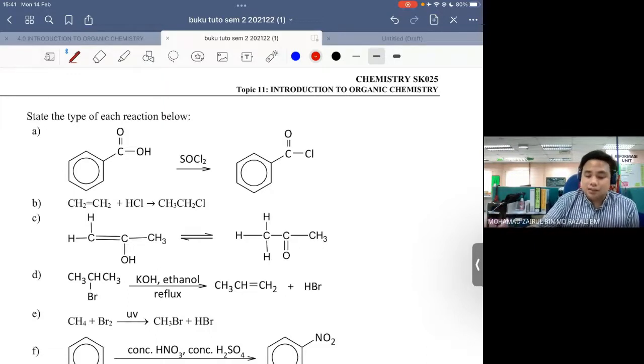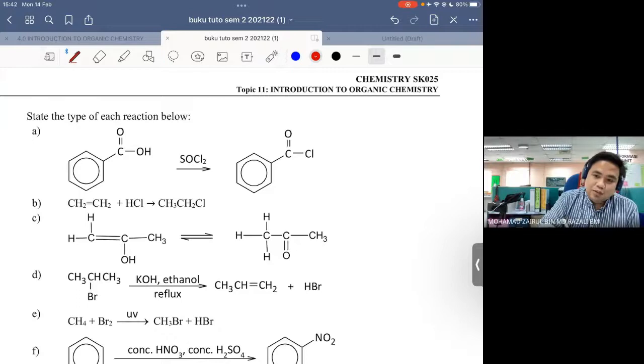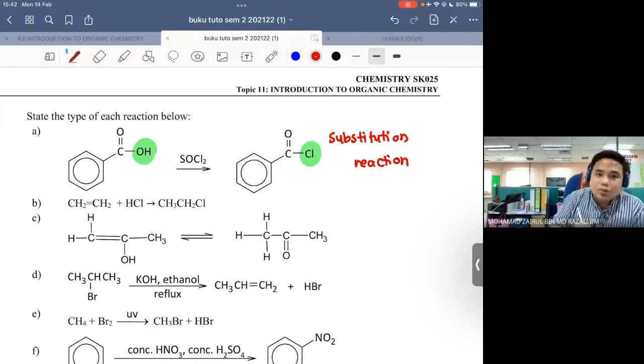Tapi apa je yang berbeza? Dia sub OH dengan Cl. Ya betul, we substitute the OH itu with Cl. So the type of reaction itu kita panggil sebagai substitution reaction. The term reaction ini awak jangan lupa perkataan reaction tu. Okay, so B tu apa B?